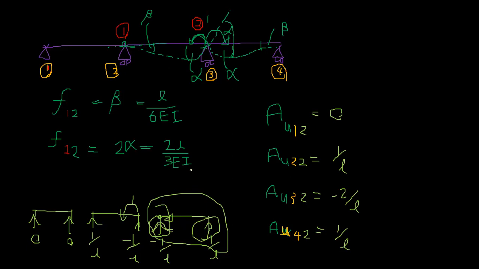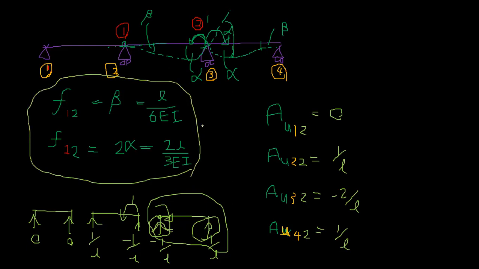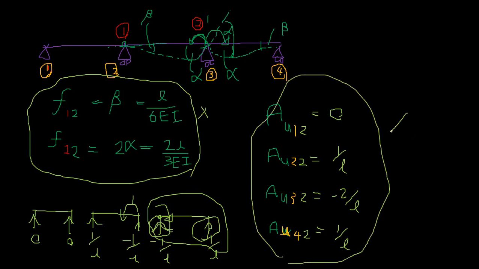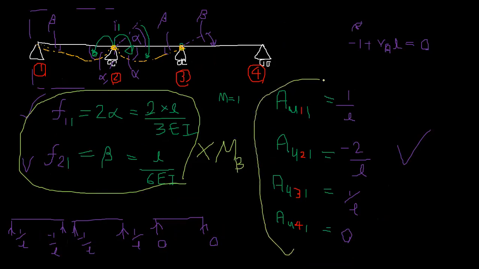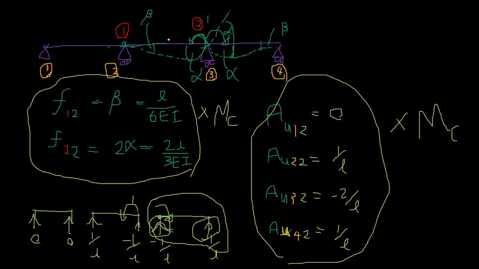So these are for a unit moment. So we need to multiply everything necessary by MC. That is the actual value. Here these are for a unit moment. So you need to finally multiply these things by MB, because that is the actual value, right? If you know the displacement for a unit force, you just need to multiply it by your force. So simple as that.